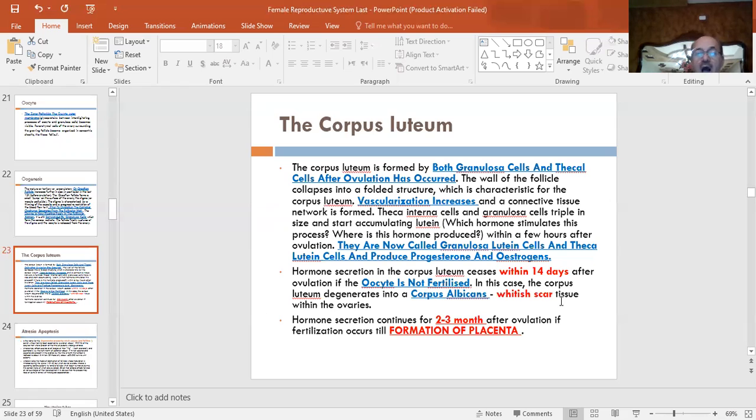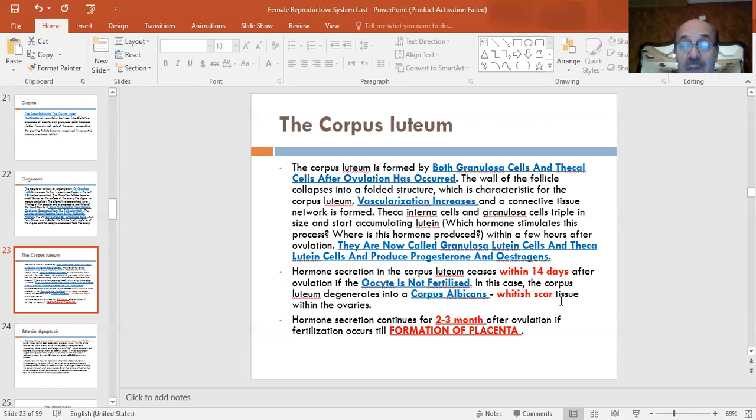All right, now after the release of the mature Graafian follicle, the theca cells and the granulosa cells that were in place of the developing oocyte within the ovary become vascularized and transform into an endocrine tissue. And that is what we call the corpus luteum. So this corpus luteum will continue to produce the female hormones, progesterone and estrogen, till the formation of the placenta, which is going to take place after 2 months.